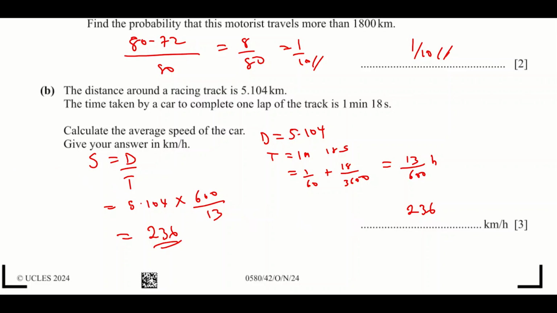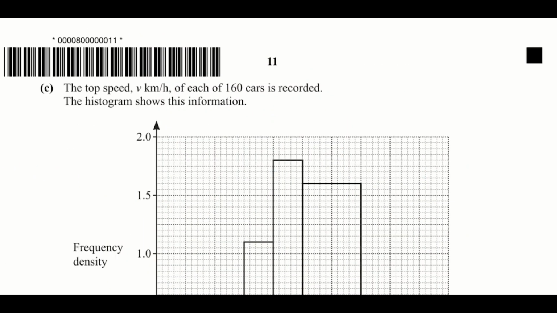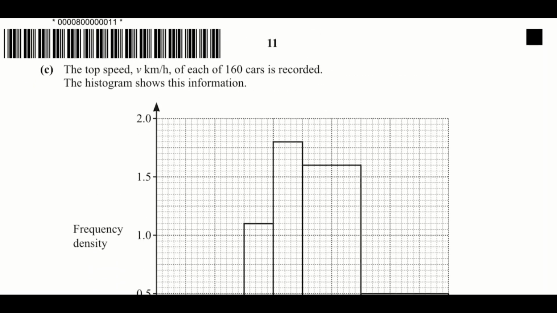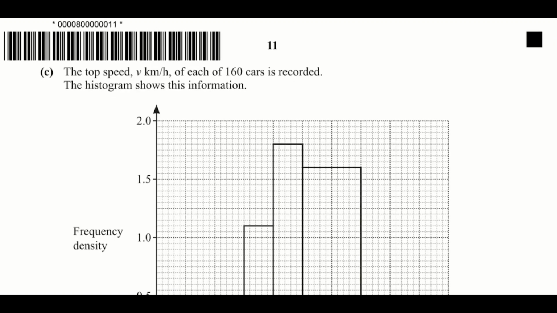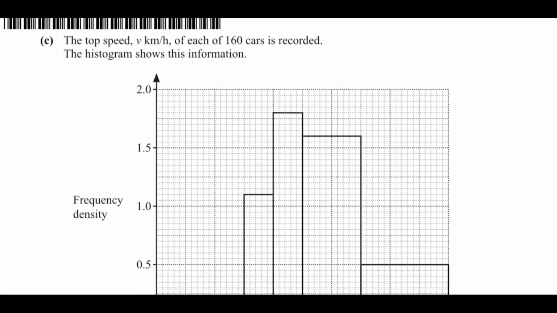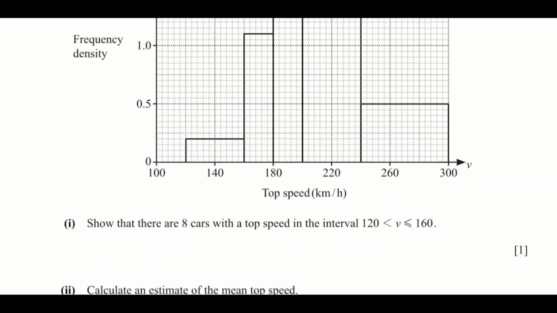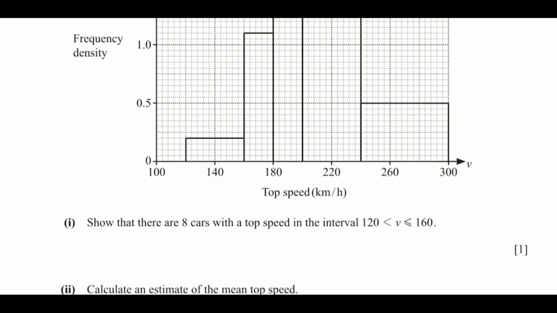So let's go to the next question. That would be question 5C. Okay, question 5C. This is the top speed. V is the speed of each of 160 cars is recorded. The histogram shows the information. As you can see here, show that there are 8 cars with a top speed in the interval between 120 and 160. So that is here and here.